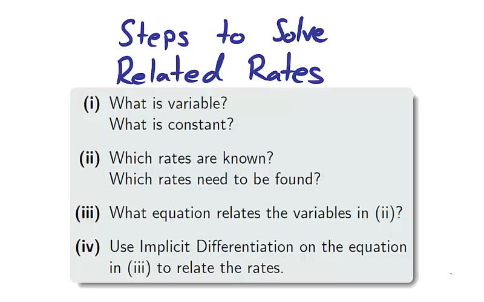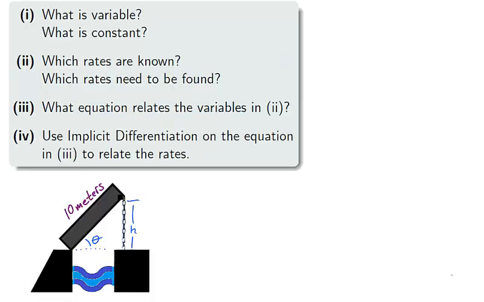When solving for related rates, you generally want to follow 4 steps, though the first 3 steps are actually questions to ask yourself as you begin to understand a system. Think about our drawbridge problem. We begin by asking what is variable and what is constant, and we've only talked about 3 concepts: the length of the drawbridge, the angle theta, and the length of the chain h. Now, h and theta are variable, while the length of the drawbridge is constant at 10 meters.